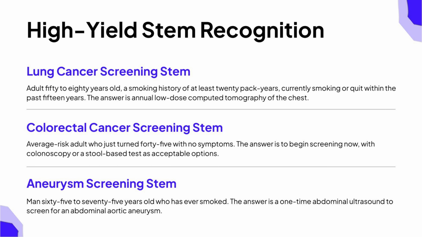The colorectal stem describes an average-risk adult who just turned 45 with no symptoms, and the answer is to begin screening now. The aneurysm stem describes a man 65 to 75 who has ever smoked, and the answer is a one-time abdominal ultrasound. Recognize these patterns instantly, and you will save precious time.